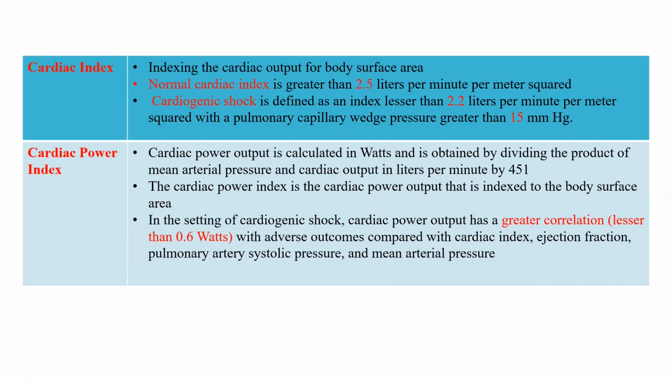Cardiac power index, which is calculated by multiplying the mean arterial pressure and cardiac output in liters per minute and dividing by 451, is calculated in watts, and its importance lies in the setting of cardiogenic shock, when the cardiac power output has a greater correlation with adverse outcomes compared with other parameters such as cardiac index, ejection fraction, pulmonary artery systolic pressure, and mean arterial pressure, and the cutoff number is 0.6 watts.